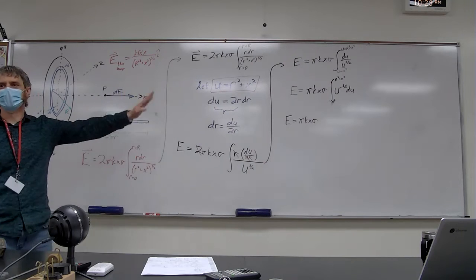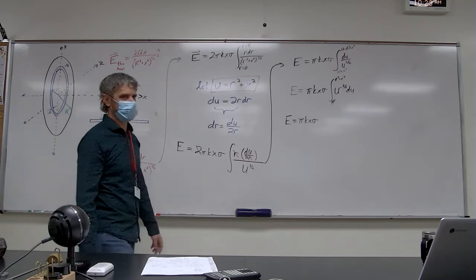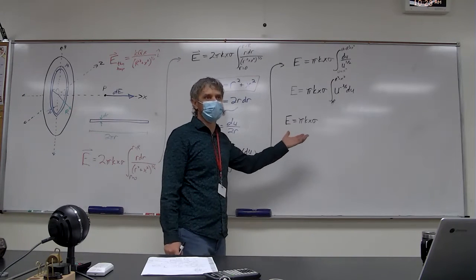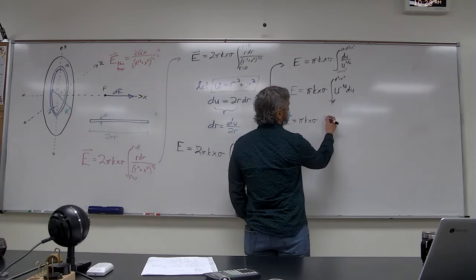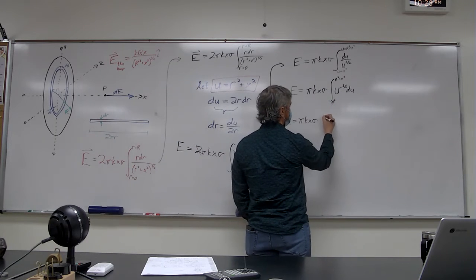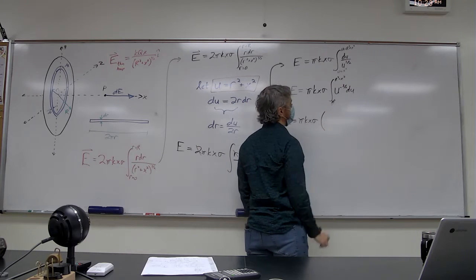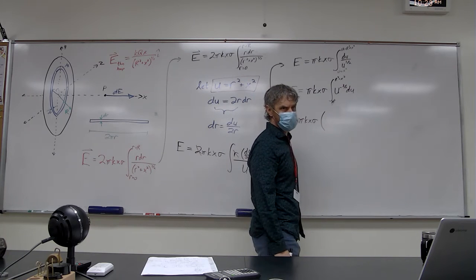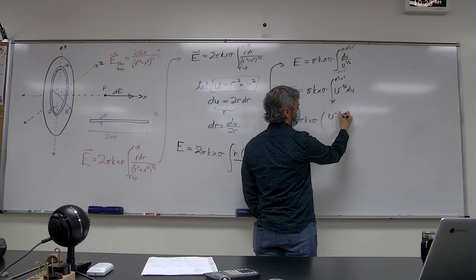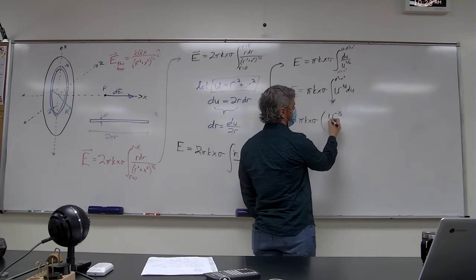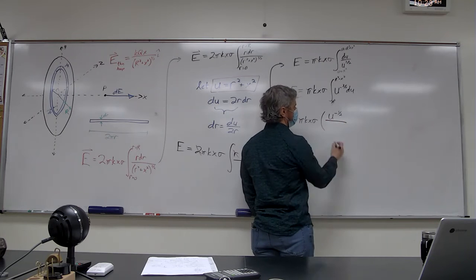The integral, again, simple. The work leading up to it, the physics leading up to it, not so simple. Right? That's the hard part. The actual integral isn't that bad after we've done our u substitution. And so what's the integral of u to the negative 3 halves? u to the negative 1 half over negative 1 half.